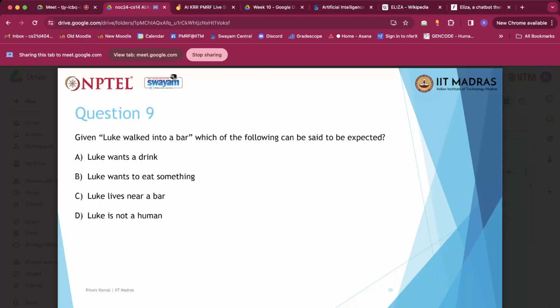So which of the following options can we say are something that we can expect just based on this particular sentence that is given to us? Okay, so this is an example of something that we are hypothesizing based on some information that is given to us. Okay, we are imagining. Given Luke walked into a bar, which of the following can be said to be expected given our assumption on what people do when they walk into a bar? Okay, and what is a bar, and the fact that Luke refers to the name of a person or a human being. Based on this information that we have just by looking at this sentence, which of the following options can we expect?